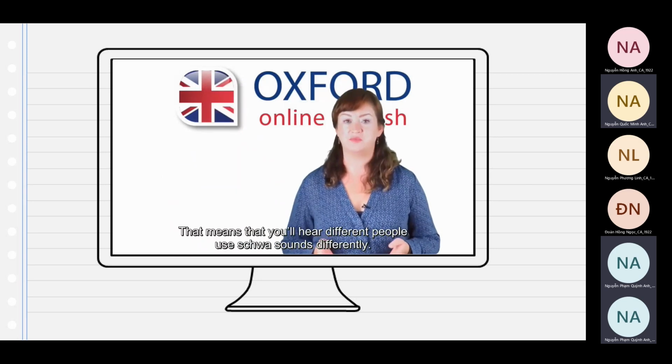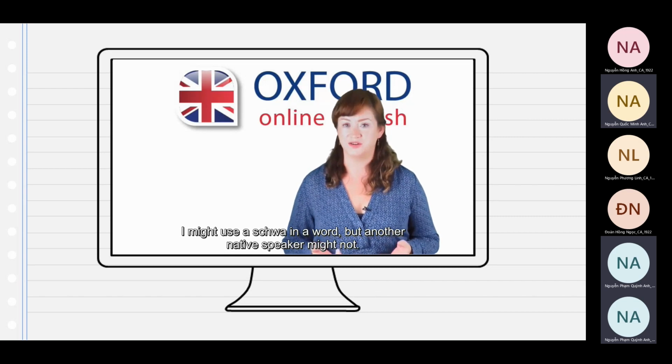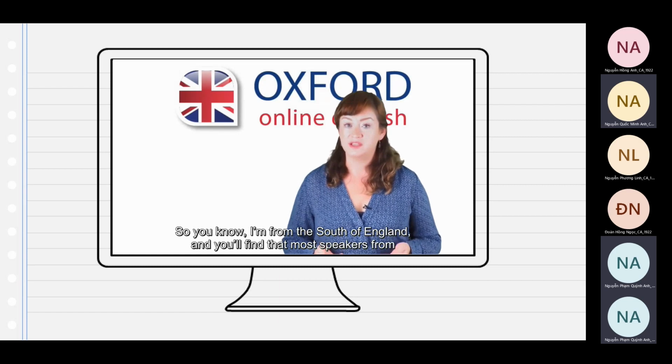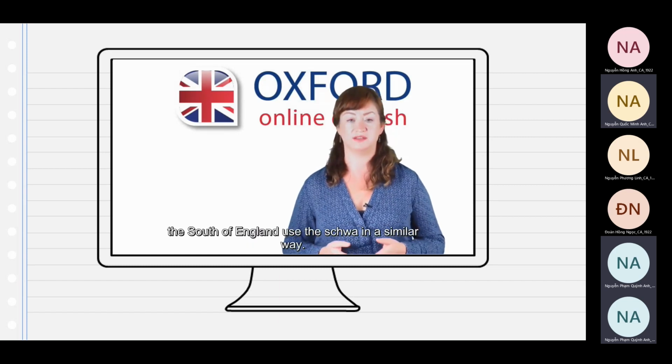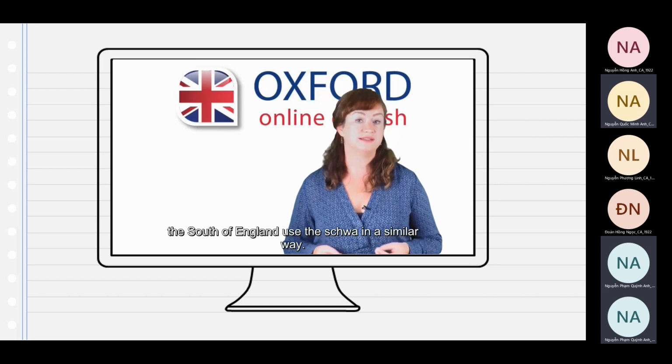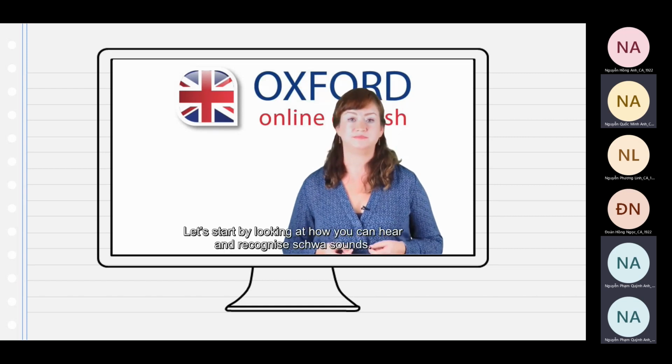That means that you'll hear different people use schwa sounds differently. I might use a schwa in a word, but another native speaker might not. So you know, I'm from the south of England, and you'll find that most speakers from the south of England use the schwa in a similar way. Let's start by looking at how you can hear and recognise schwa sounds.